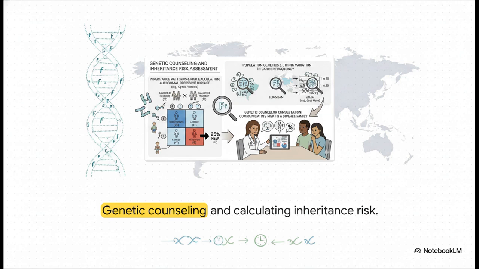Take an autosomal recessive disease like cystic fibrosis. If two unaffected parents are both hidden carriers, a simple genetic square shows they face a 25% risk for each pregnancy that their child will be affected. But counselors also have to factor in population genetics. You see, the frequency of these hidden carrier alleles varies significantly depending on a couple's ethnic background, which completely changes the overall risk calculations for diverse families.